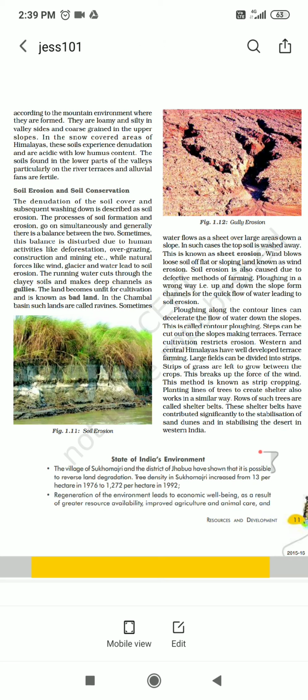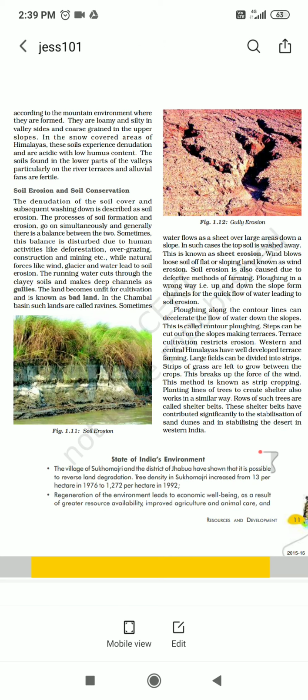Soil erosion is caused due to human activities like deforestation, overgrazing, construction and mining, etc. Also, there are some other natural forces like wind, glacier, and water which lead to soil erosion. Soil erosion is also caused due to defective methods of farming.